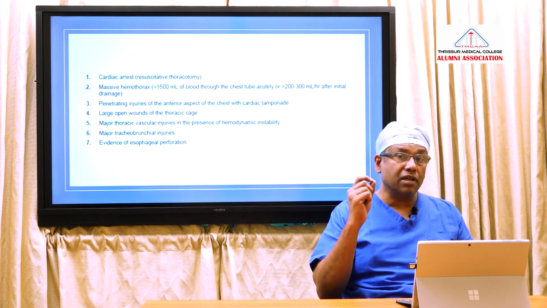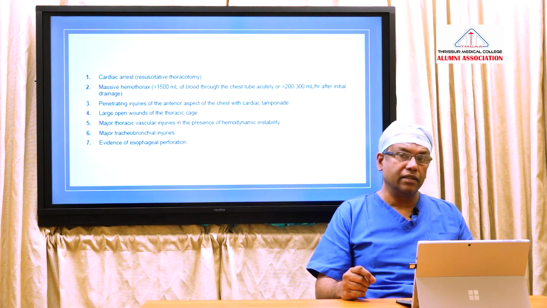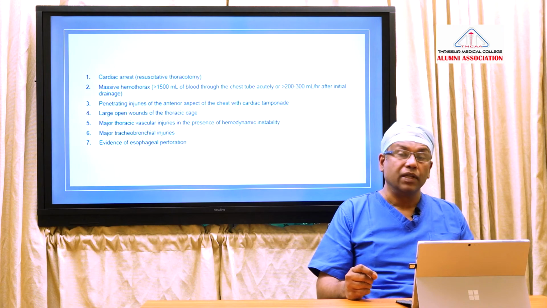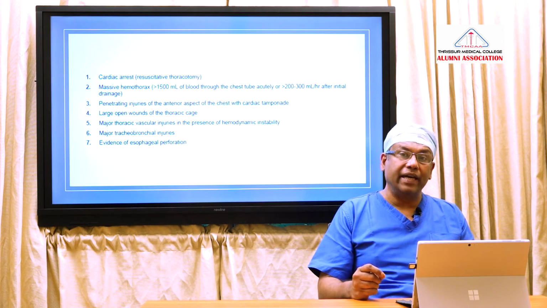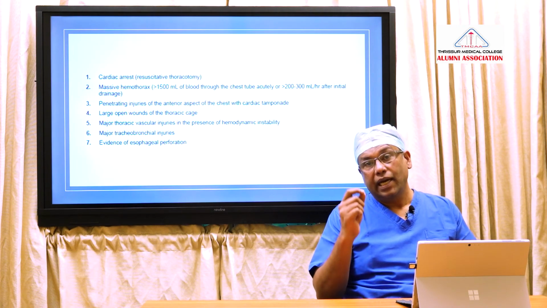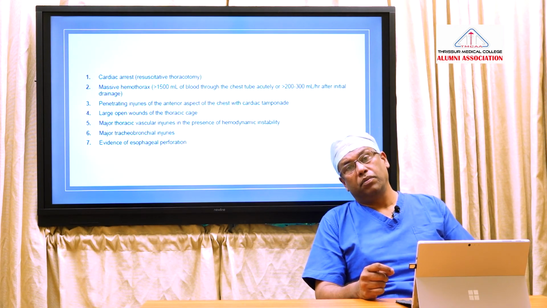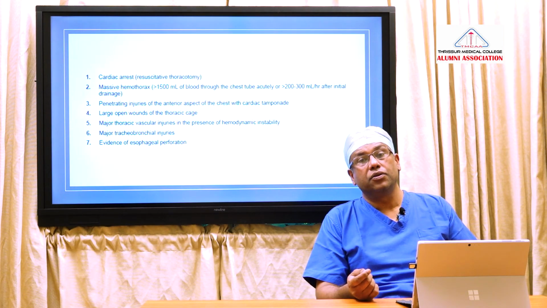The fourth is tracheobronchial injuries. All tracheobronchial injuries, unless proved otherwise, you need to explore. Esophageal injuries, you need to explore. Major thoracic vascular injury like an aortic transection, you need to explore. And when there is a diaphragmatic perforation, you need to explore and close it. Another thing is retained foreign bodies. Whenever you find a retained foreign body like a bullet or a piece of a knife inside the pleural cavity, it is always better to do a thoracotomy.